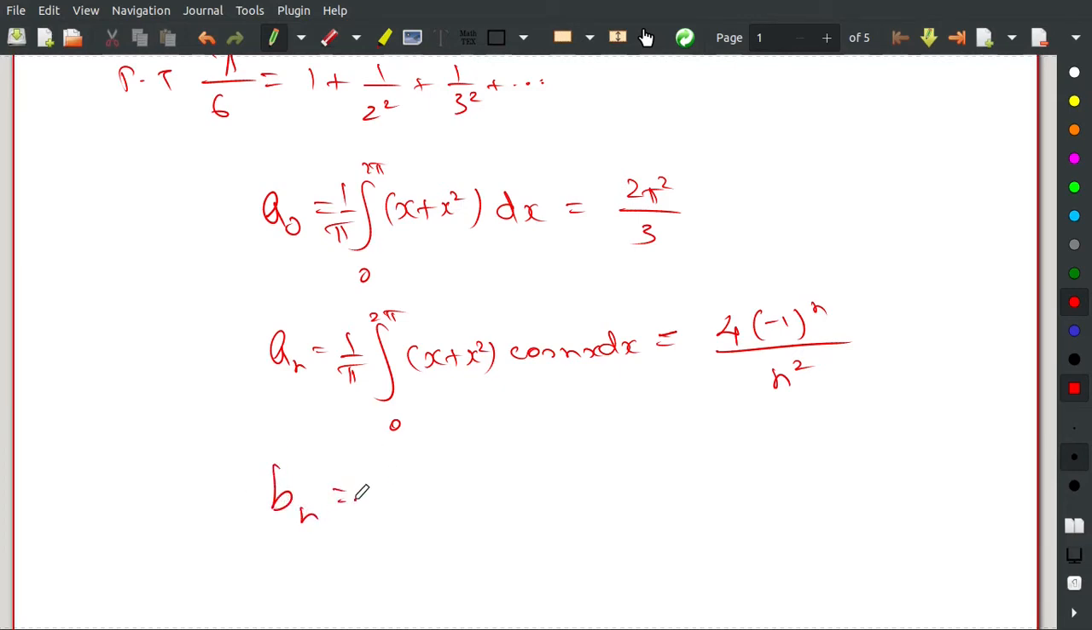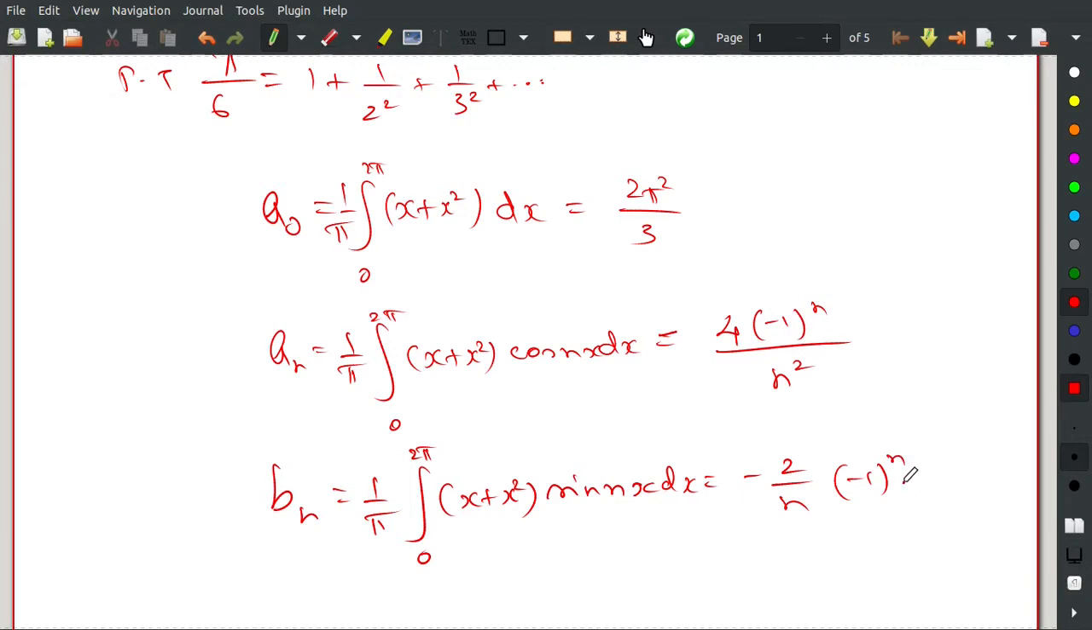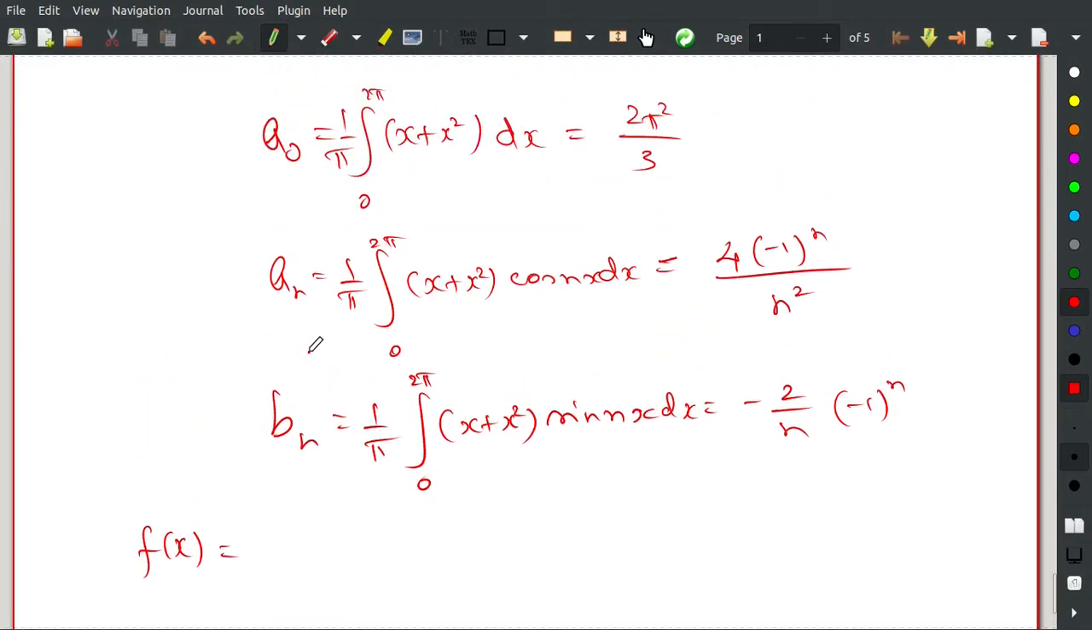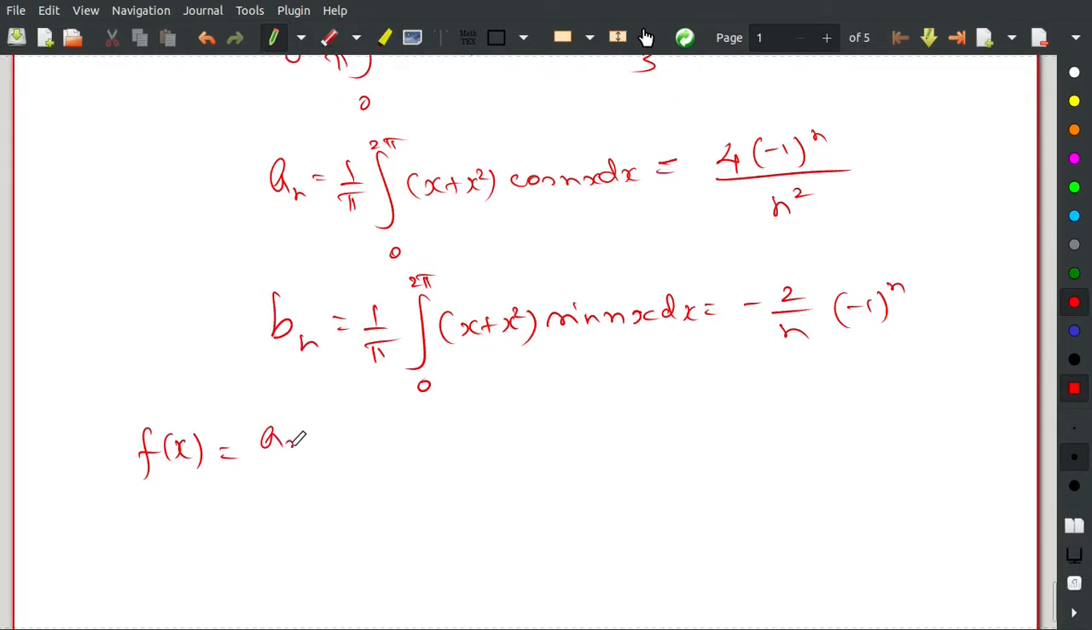And bn equals 1 by pi integral 0 to 2 pi of x plus x square sin nx dx, which equals minus 2 by n into minus 1 whole power n. Okay, so we have a0, an, bn. So we can write f of x equals, so what is a0? A0 is 2 pi square by 3, divided by 2. So we have a0 by 2 plus summation n equals 1 to infinity an cos nx plus summation n equals 1 to infinity bn sin nx, right?